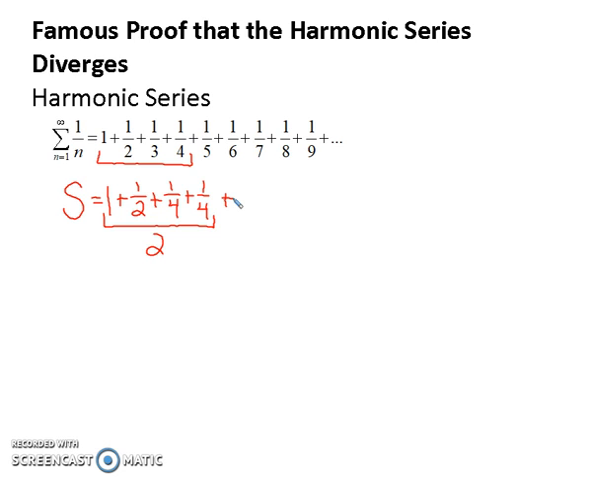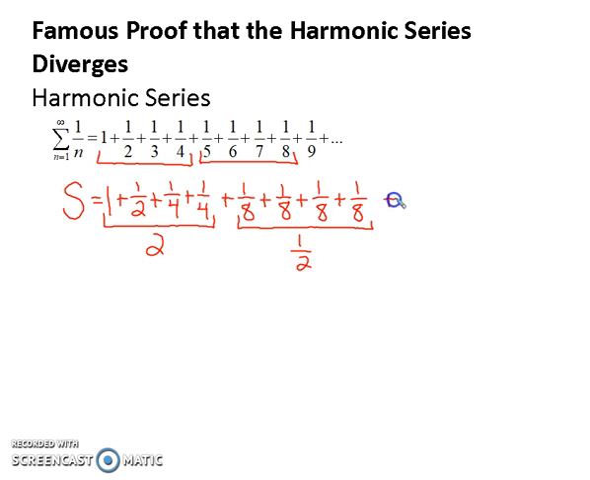Then 1/5 is more than 1/8. 1/6 is also more than 1/8. 1/7 is more than 1/8. And 1/8 is the same as 1/8. So these 4 align to these 4, which add up to a total of 4/8 or 1/2.